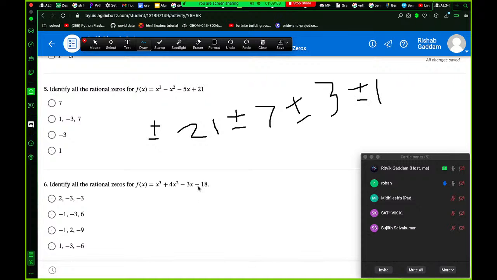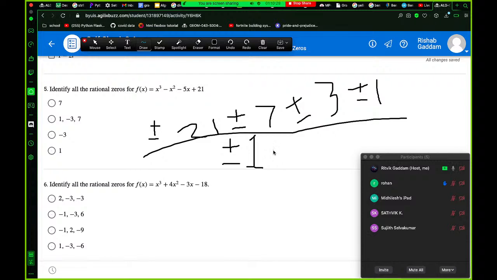And now we have to find the q, which is going to be the factors of the x cubed, and the factor of the x cubed is just 1, so it can just be plus or minus 1. So now we can just try these. For example, we have to do p over q. So plus or minus 21 over plus or minus 1, plus or minus 7 over plus or minus 1, plus or minus 3 and plus or minus 1, and 1 over 1. And I'm not exactly sure what to do after this.